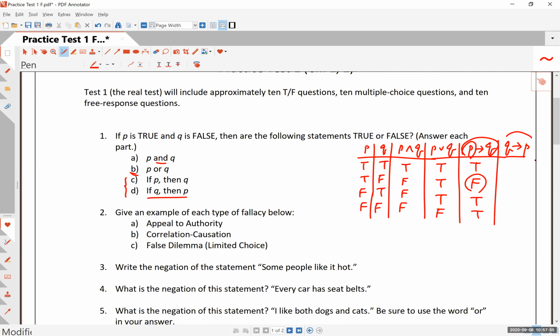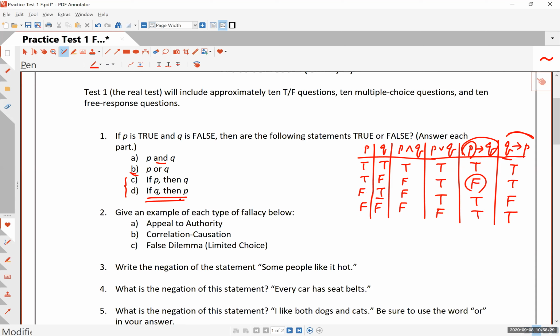Q implies P, if Q, then P. So this will be false only if the first one, Q, is true and P is false. So this will be the only F here. Everything else will be a T. Like I said, we didn't do a lot with the truth tables, but what you should remember is that a conditional is basically true, except in one case, when the first part is true and the second part is false.